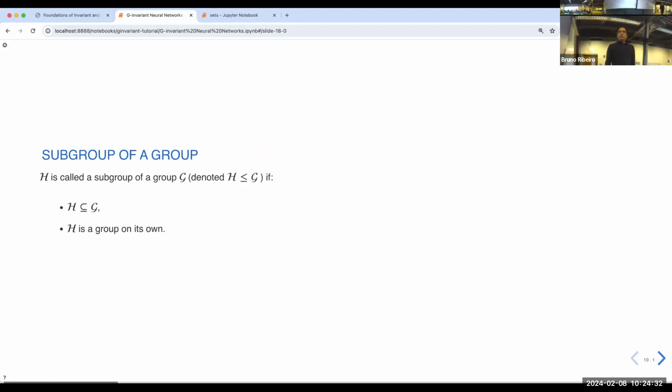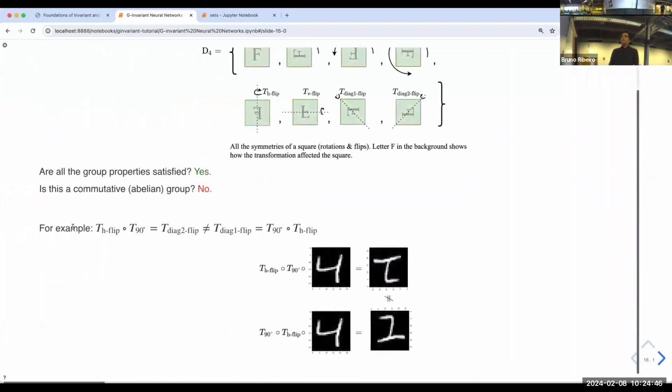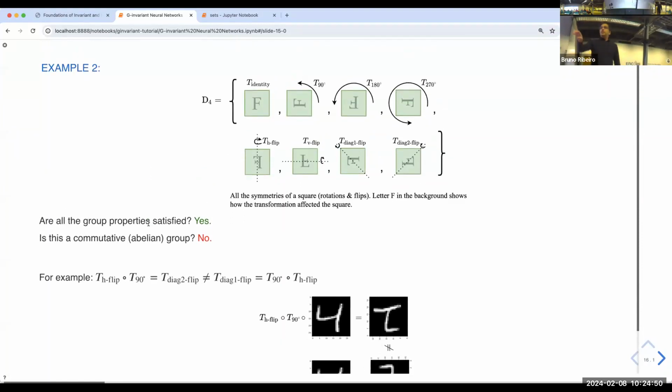Now, H is called a subgroup of group G, and then we have this notation here, if H is a subset of G and H is also a group. Let's go back to this example. For instance, you can see that the flip group, which is this 3, and the rotation group are subgroups of this group.